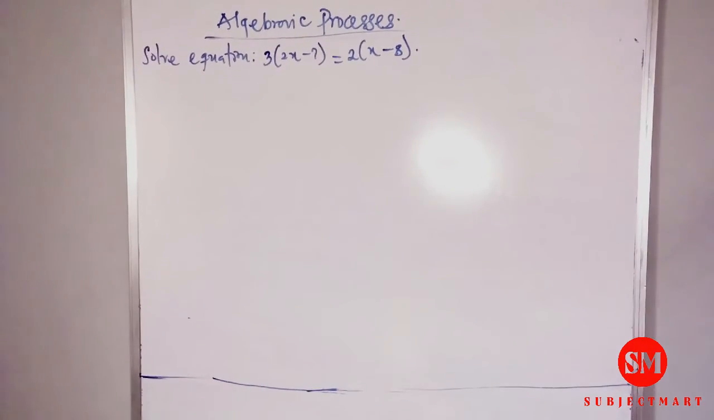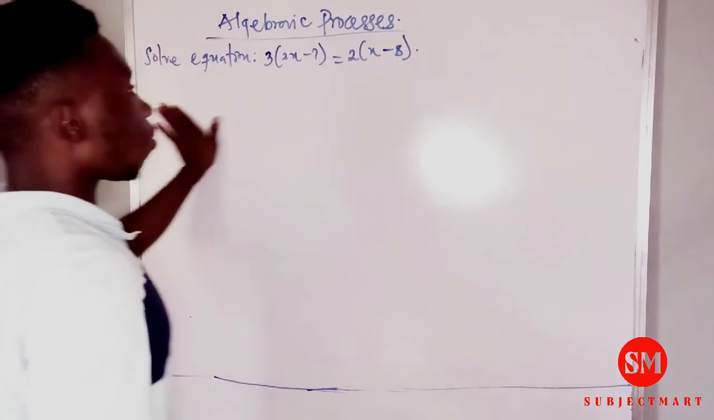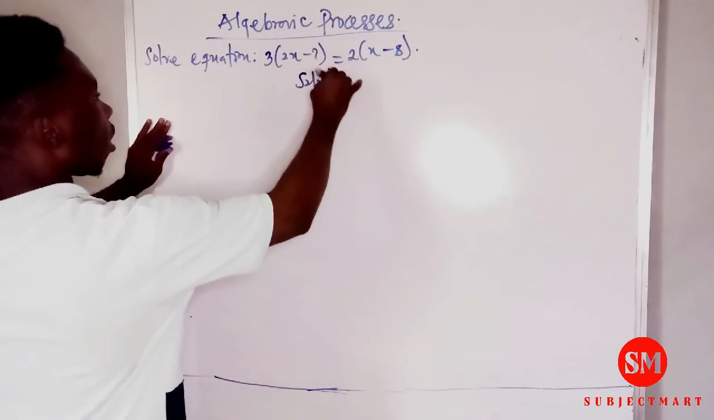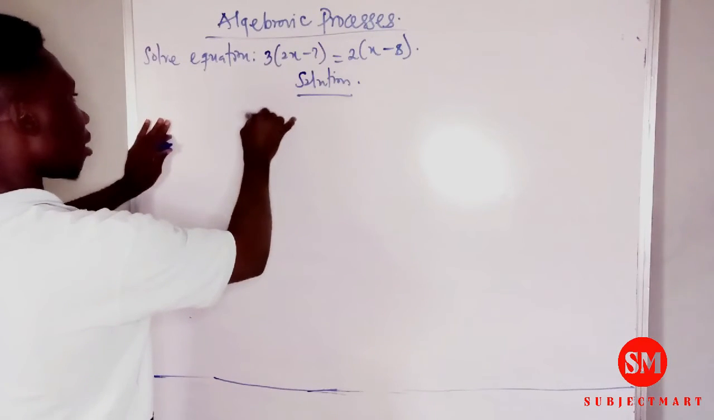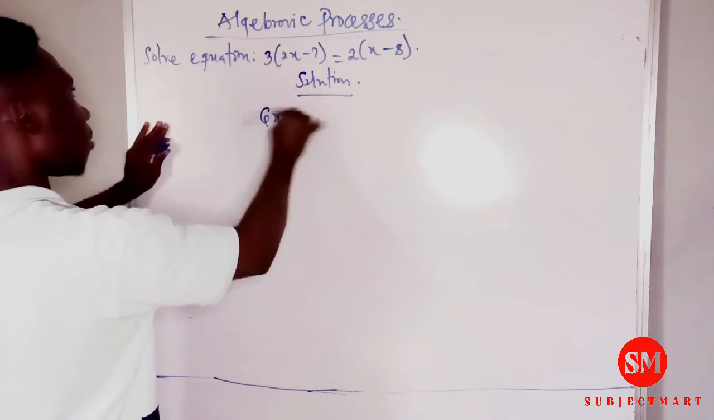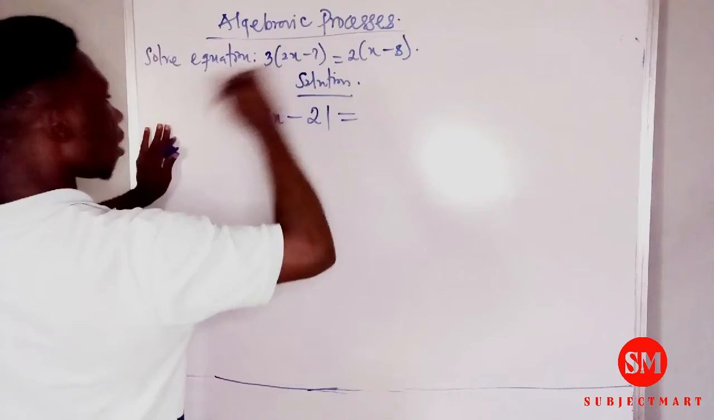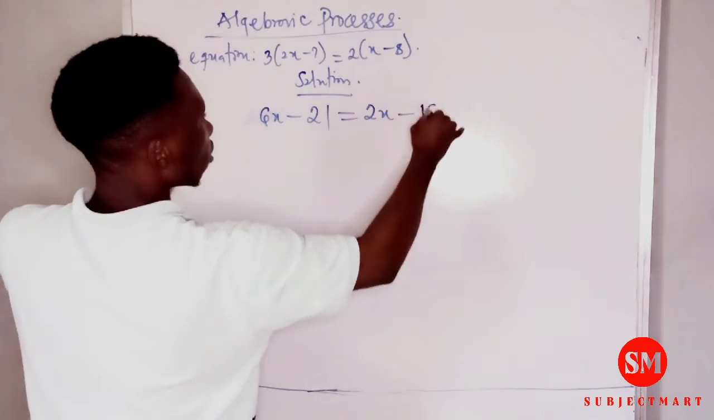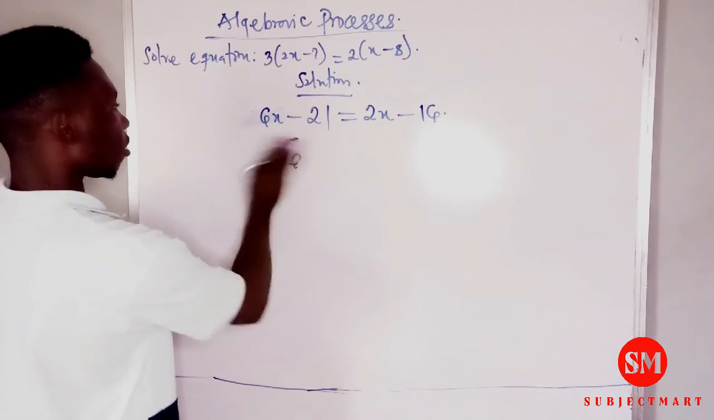Now, we have a simple equation here, a very simple linear equation, so we will have to solve this. So, solution. So, firstly, we will expand. Expanding this gives us 6x, that is 3 times 2x, which gives us 6x, minus 3 times 7, which gives us 21, is equal to 2 times x, which gives us 2x minus 2 times 8, which gives us 16. So collecting like terms here, which is very easy.